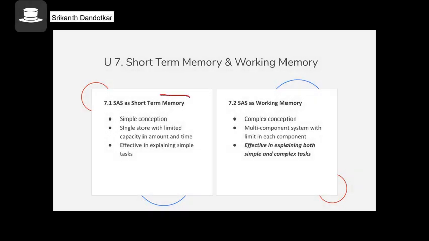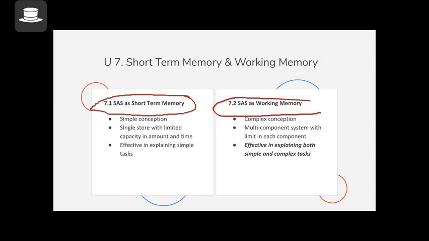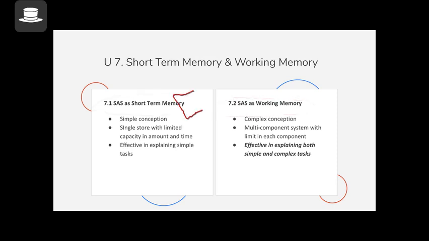So in the last video, we talked about SAS as short-term memory. What is the difference between this and working memory? Again, it is a way to explain different phenomena that result in conceptualizing SAS as short-term memory. But the simple conception of short-term memory as a single store that holds a limited amount of information for a limited amount of time is sufficient to explain simpler tasks like reading a list of words. But it becomes difficult to explain more complex tasks.